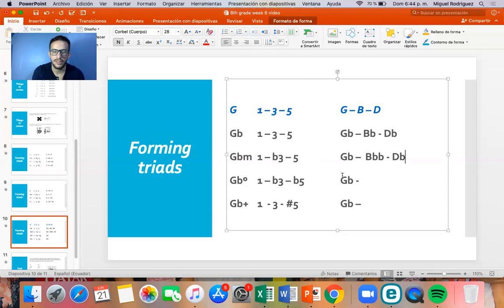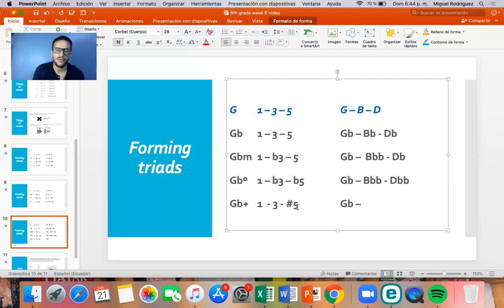Okay, continuing, G flat diminished. Again, the 1 is the same, G flat. Then we have flat 3, the same as this, so it's going to be again B double flat. And the flat 5, since the 5 is D flat, the flat 5 is going to be a half step lower than D flat. So it's going to be D double flat. Okay? So far, so good.